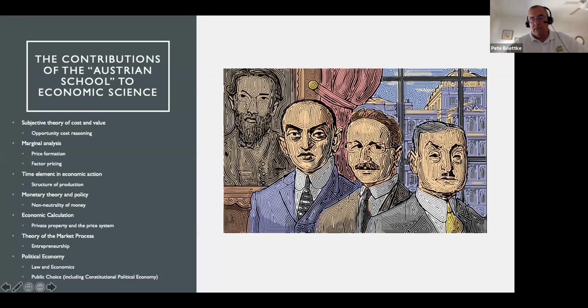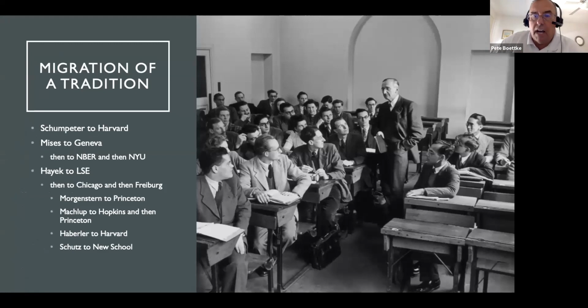Coase, by the way, I'll mention this a little bit, was a student of Hayek at the London School of Economics. So the connections in all of these things are quite deep. This is Hayek actually teaching at the London School of Economics. He was given a chair at a very young age and became quite a sensation in the early 1930s.